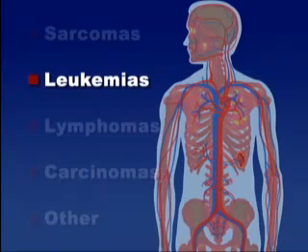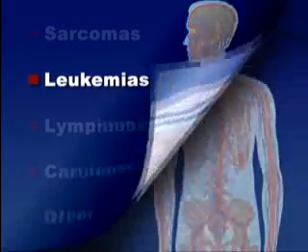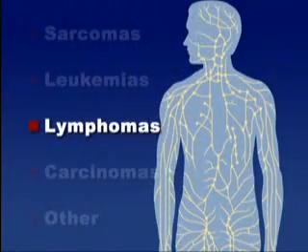Leukemias are cancers of the blood cells, arising in the blood-forming organs, bone marrow, and the spleen. Lymphomas affect the lymphatic system, a network of vessels and nodes that acts as the body's filter. There are at least 30 and perhaps more different types of lymphomas.